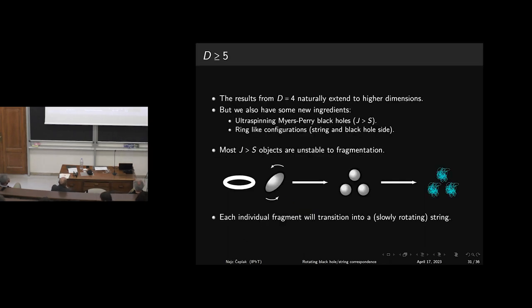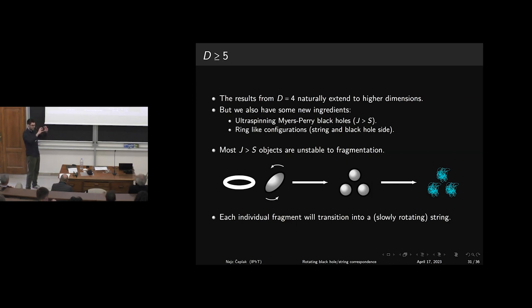The results from D equals 4 naturally extend to higher dimensions. So, as I said, Myers-Perry black holes which are just slightly rotating will be related to slightly rotating black strings. But now we have some new objects. In fact, we have ultra-spinning Myers-Perry black holes. We have ring-like solutions. Everything that is, as I said, ultra-spinning is not stable. So basically, as we turn down the coupling, these objects won't survive the entire ride.